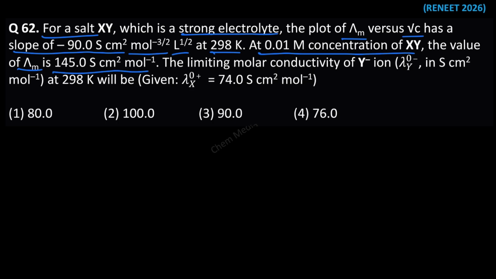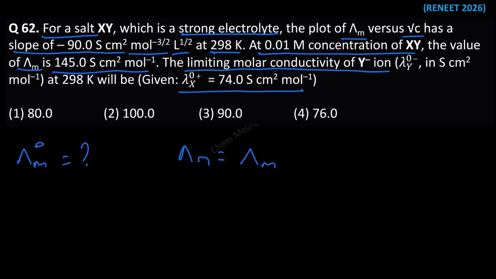In that case, what is the limiting molar conductivity of Y minus ion? The limiting molar conductivity of X plus ions is given. We know that limiting molar conductance, that is lambda m naught, is the basis for Kohlrausch's law. That we need to figure out first, because molar conductance is equal to lambda m naught minus k times square root of c.